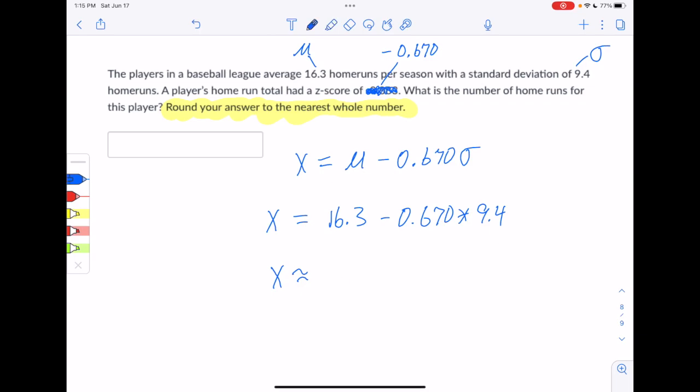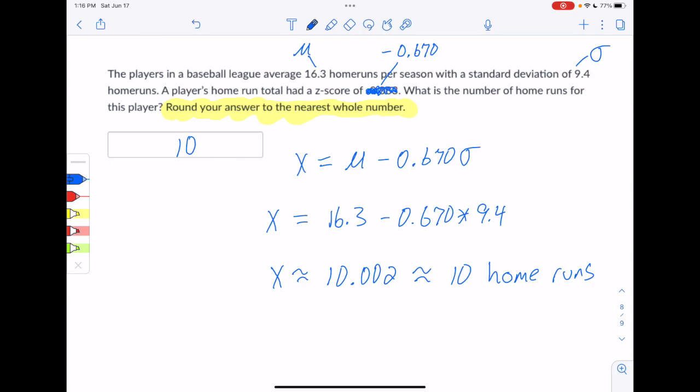let's get a pen, 10.002. So again, that can't be the real answer. A player could not have hit 10.002 home runs. So we're going to round that to the nearest whole number like they asked and say that it's 10 home runs. And that's what we'd put in the box, and that's the end of the question.